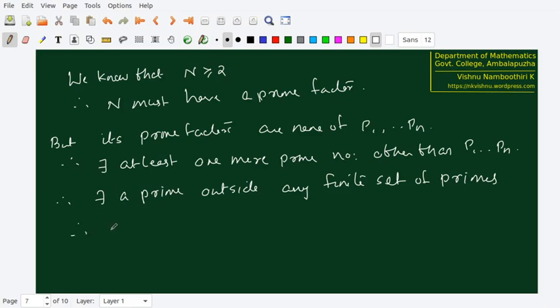Therefore, primes are infinite because no finite set can contain all the primes. Therefore, primes must be infinite, establishing what we stated as Euclid's theorem. There exist infinitely many primes.